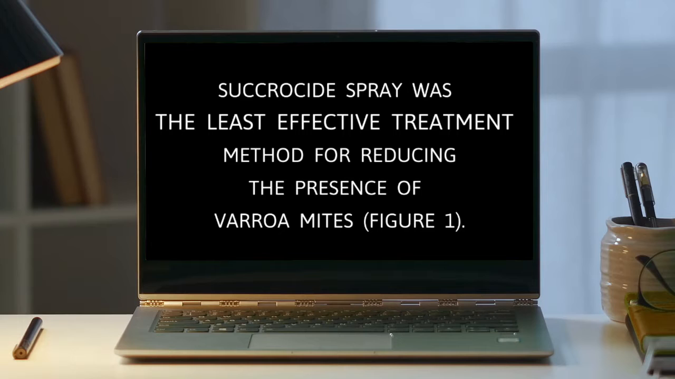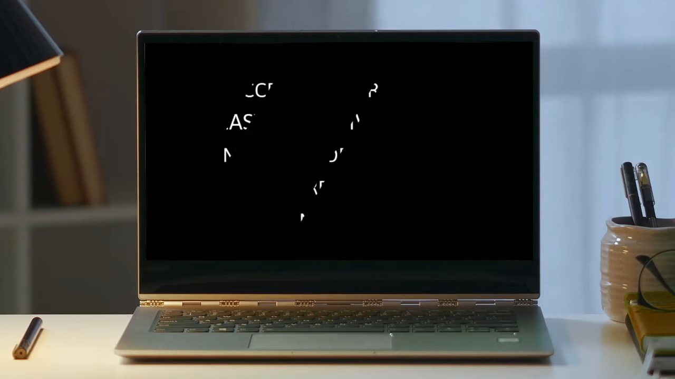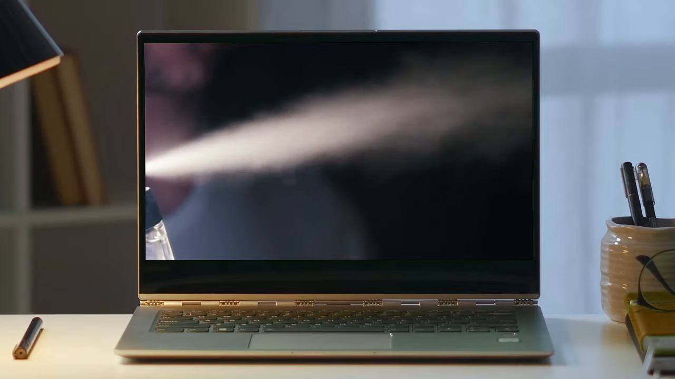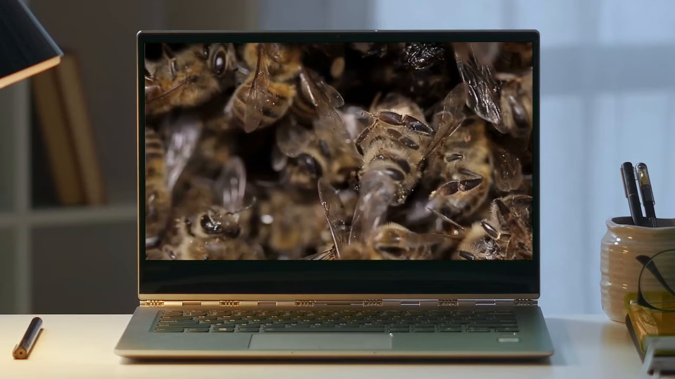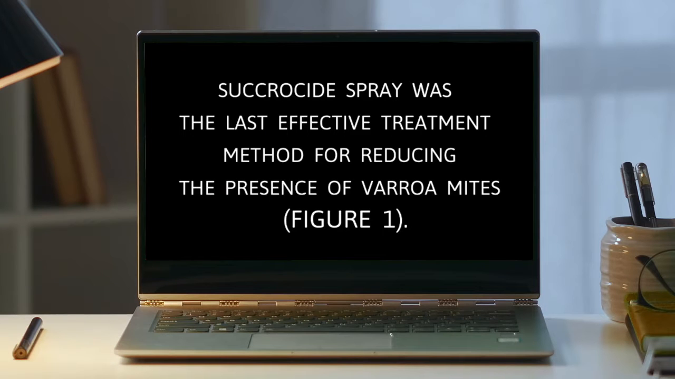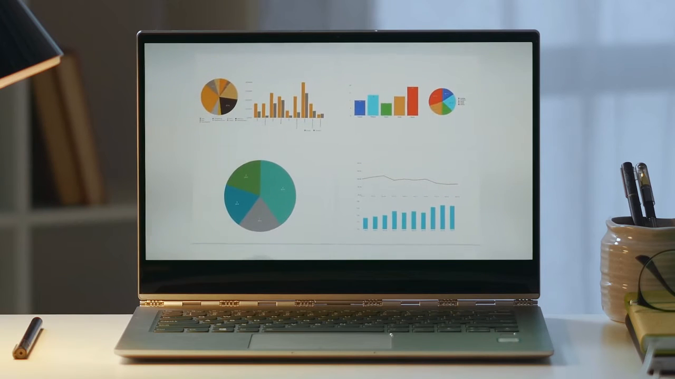In the results section, the writer describes their data in words. For example, they note that sucricide spray was the least effective treatment method for reducing the presence of varroa mites (Figure 1). This text provides the reader with specific information about this treatment method and its efficacy. The reference to Figure 1 is in parentheses so that the reader can opt to look at the figure to see the data for themselves.